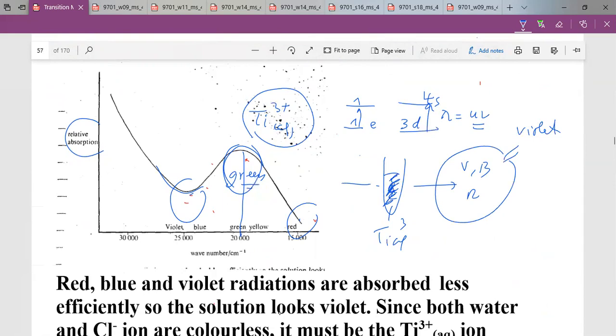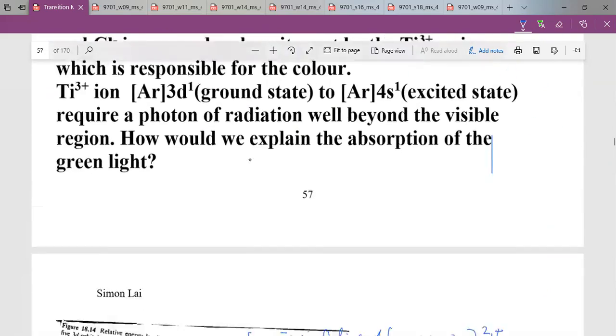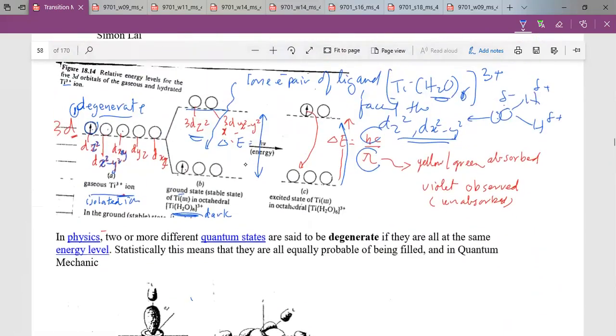When absorbed, it promotes the electron from d to d. So this is called d to d electron transition, or d to d electron promotion. That means it is a very small energy difference only, and the frequency is in the visible region. One of the lights will be absorbed, but the rest of them will just pass through.